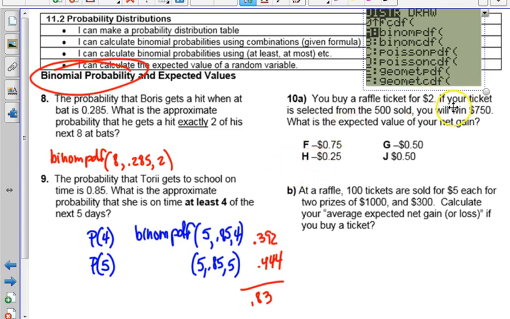So 500 tickets sold for $2 each, yes? One ticket will win you $7.50. So probability of success is 1 out of 500. Probability of failure is 499 out of 500. Okay. What is the losing amount? Minus $2. What is the winning amount?